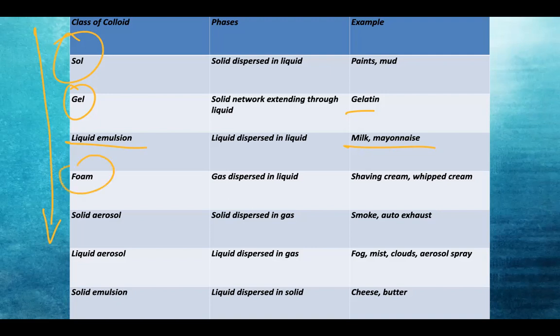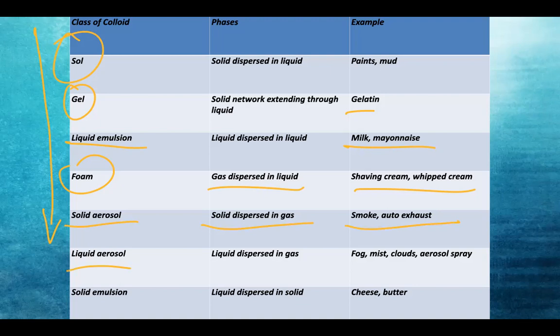Then you've got foams. This is gas dispersed in liquid, like shaving cream, whipped cream. This is why they're always in cans of compressed air. They use that gas to help disperse the liquid and make it a foam as it comes out of the nozzle. You've got solid aerosol. We see this a lot in Thailand, especially with the big trucks. Solids dispersed in gas like smoke and auto exhaust. So that black exhaust that comes out of trucks.